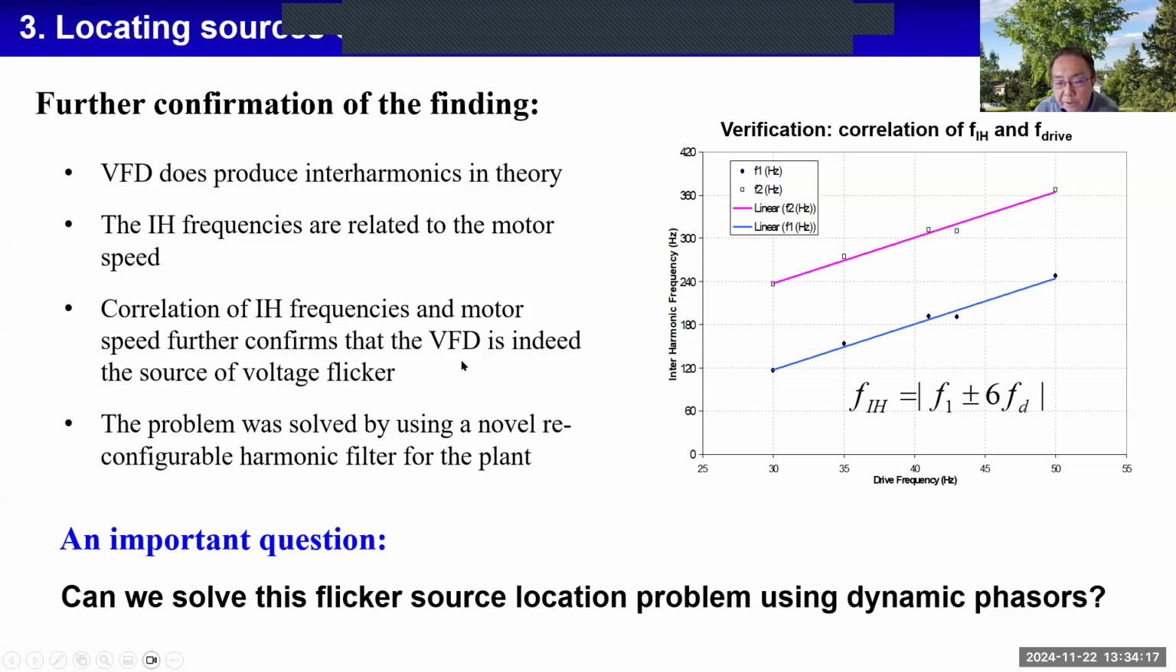So we presented these two pieces of evidence to the pipeline company, and they backed off. They accepted it. Then they invited the drive manufacturer to come over to solve the problem, and we had a brainstorming session. Then we figured out a way: a novel reconfigurable harmonic filter for the plant.